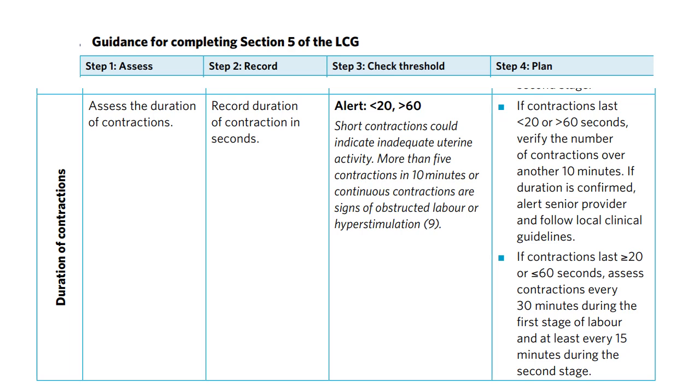Section 5 also checks the duration of the contraction. This means for how long does each contraction last. If the duration of contraction is only 20 seconds or less, this is an alert. And if it is more than 60 seconds, this is also an alert, which means hyperstimulation.